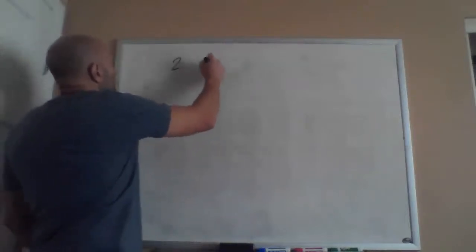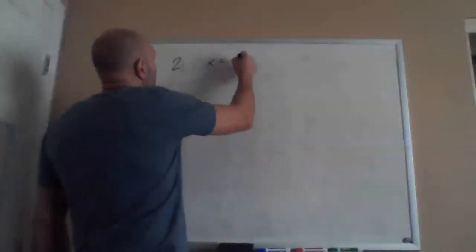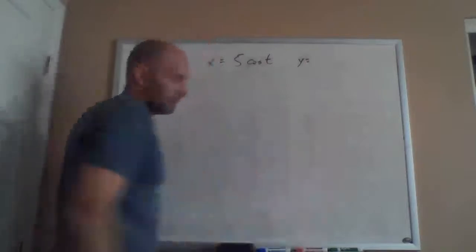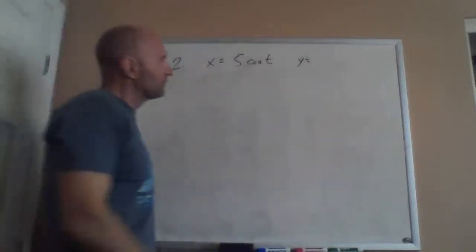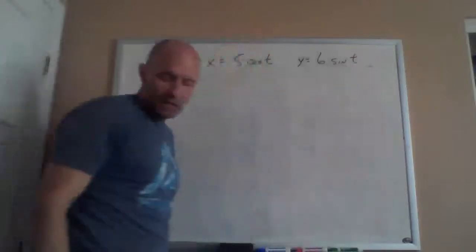So number 2, we have x is equal to 5 cosine of t, and y is equal to 6 sine of t.